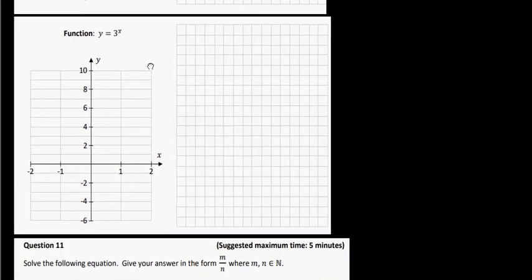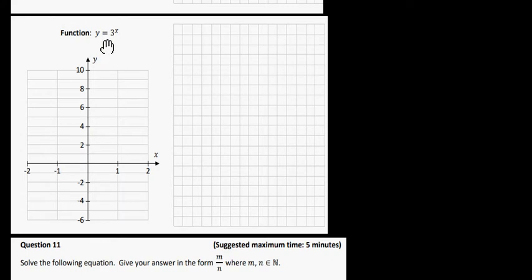Now this one here is an exponential function. y is equal to 3 to the power of x. So let's do the same thing here. Again, we'll write down x. We've got 3 to the power of x. We've got y, and then we have our points here. So our x was minus 2, minus 1, 0, 1, and 2.